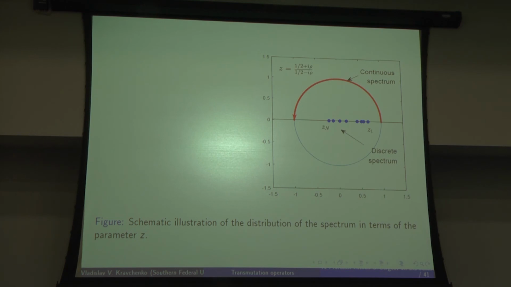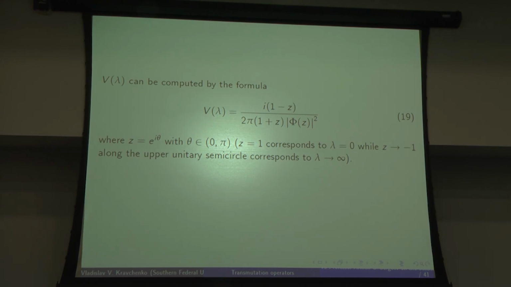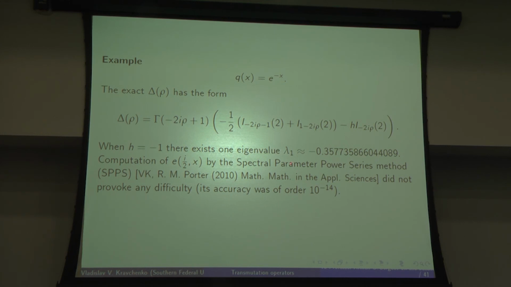So how it looks numerically. First, the part of the continuous spectrum is computed in this way, where this phi is the same from the previous slide. Numerically, for example, let us take this potential, Q, which satisfies all that we need. In this case, delta has this exact form, so we can compare our results against the exact values.